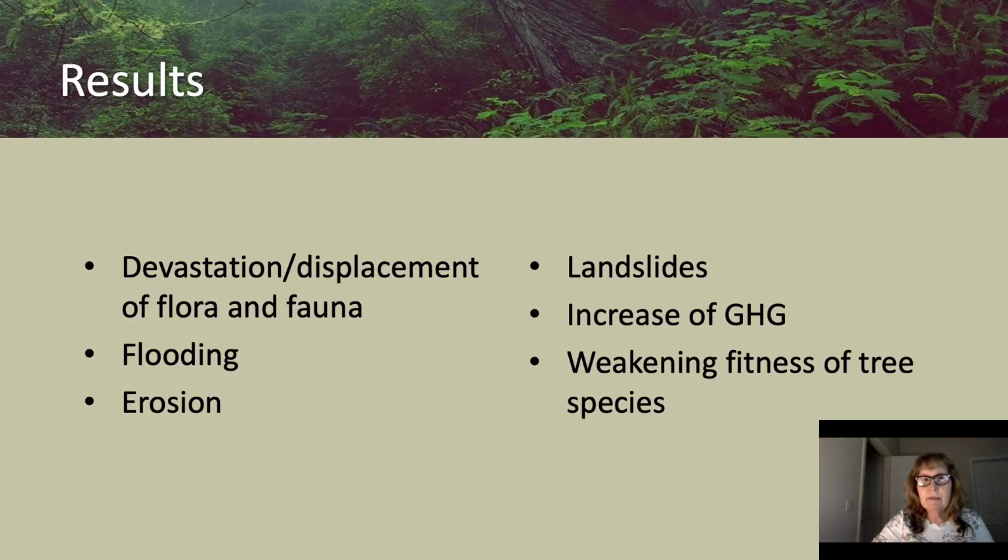So what are the results? The results of deforestation. Ultimately, you're finding devastation and displacement of flora and fauna dependent on the forest for habitat and resources, significant flooding, erosion, landslides, and global increase of greenhouse gases. You're also finding a weakening fitness of tree species, including weakened immunity to plant pathogens, air pollution, and to fires.